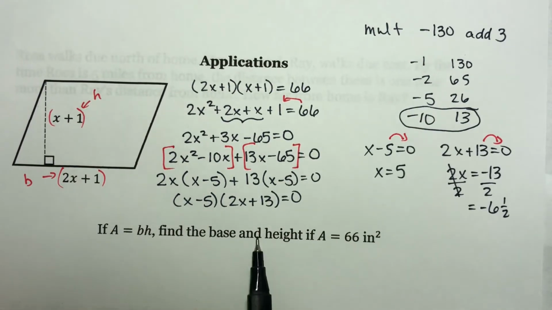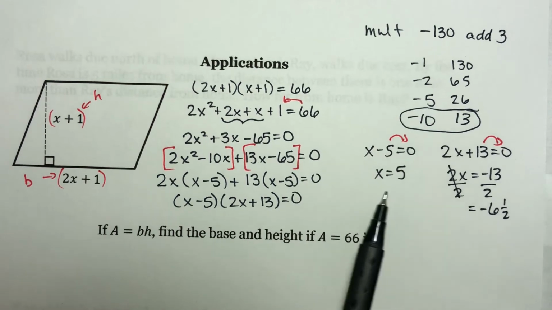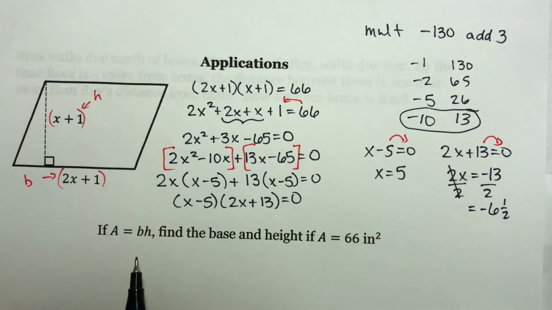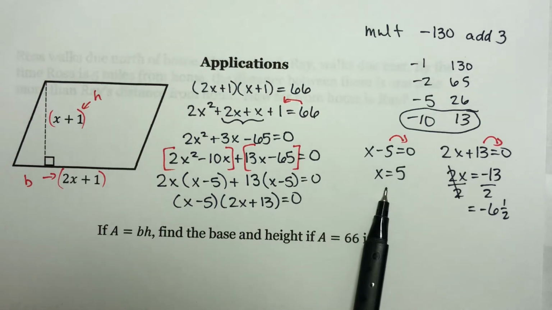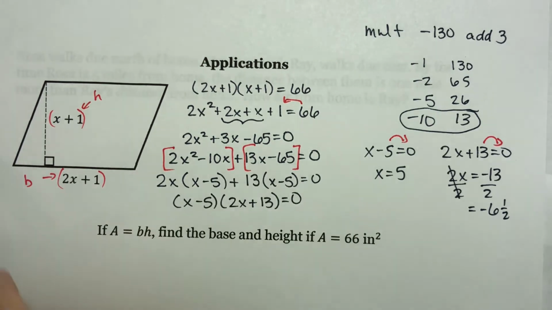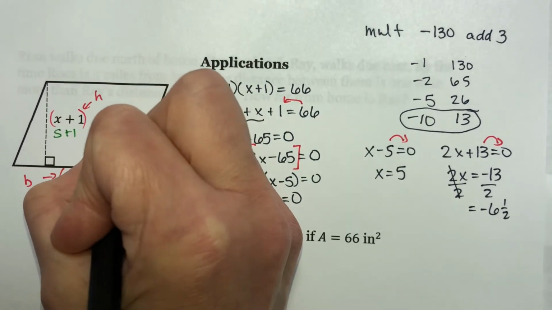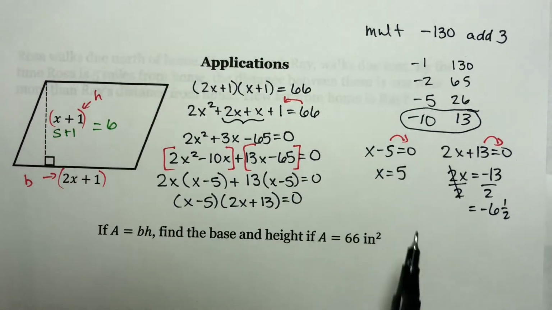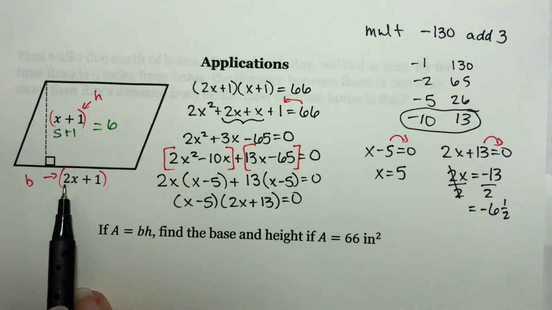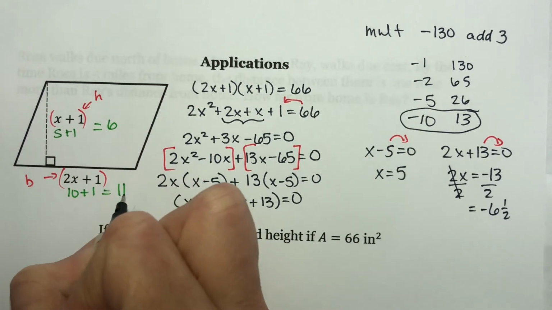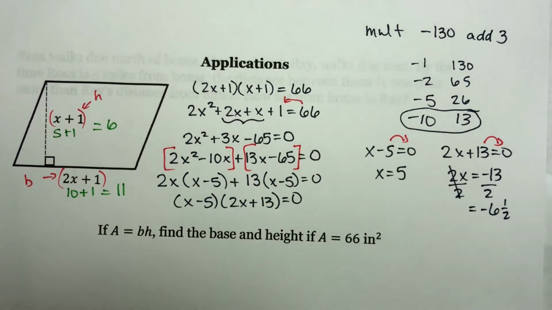We are asked to find both the base and the height. We are not asked to find x, so we need to figure out what these values completely are. If I plug in a 5, I get that this value is 5 plus 1, so that height would be 6. If I plug in a 5 here, 2 times 5 is 10, plus 1, I would find that my base is 11. Okay, that makes sense.